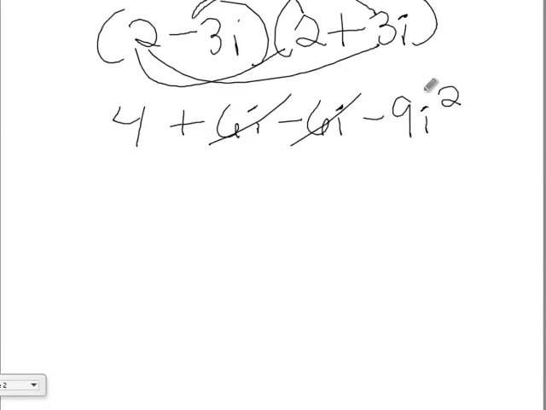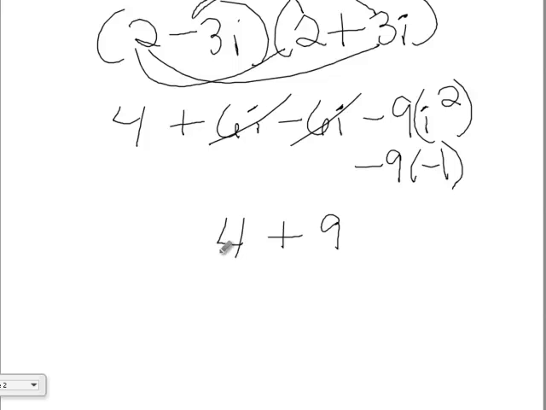And since we're able to take this i squared and change it into negative 1, over here we end up with 9 times negative 1, which turns into a positive 9. So we really only have 4 plus 9, which gives us 13. Notice all the i's disappeared. And that is going to be very helpful for us when we divide, because our division problems are going to look like fractions, and you can't have an imaginary number in the denominator of your fractions.